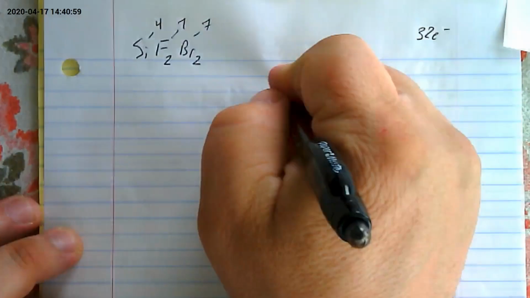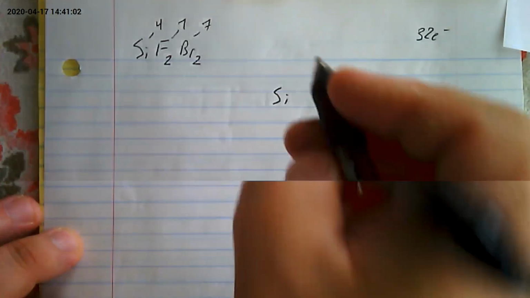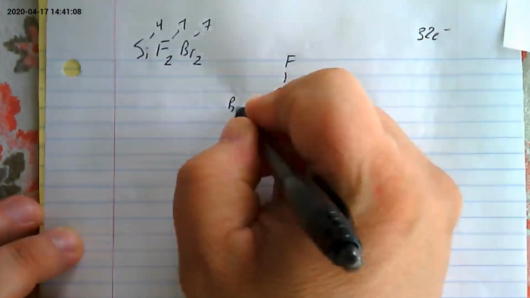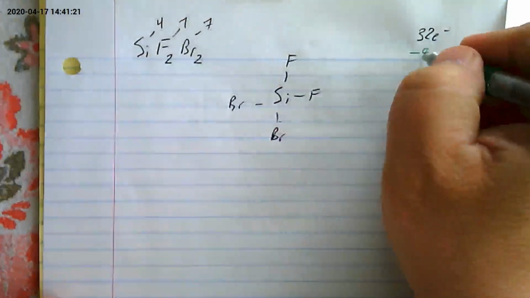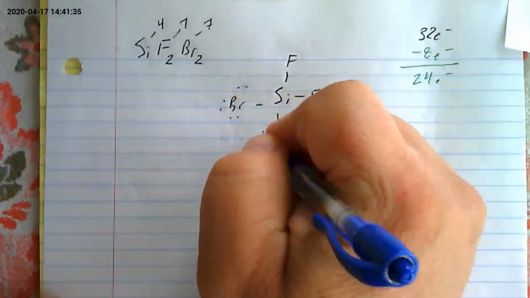Now, next one I want to do, which one was that? SBr2. Let's do this one. SiF2Br2. Now I know this looks scary, but it isn't. Always the same thing. Silicon, 4. Fluorine has 7. Bromine has 7. You have 2 bromines, 2 fluorines. So you have 14 plus 14, which is 28, plus 4, which is 32. So we're working with 32 electrons.